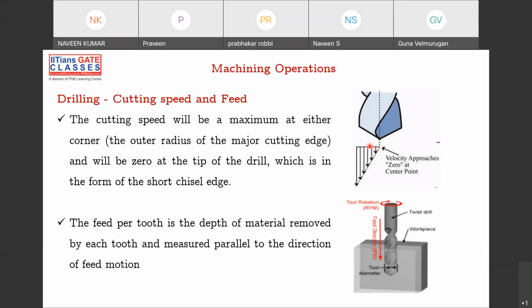As you move away from the center, or from the axis of rotation, you will feel that the velocity is increasing. And as the velocity increases, cutting will happen, and the chip will move in the form of spirals into the flutes and come out through the twisted spiral flutes. Okay. Fine. Next.